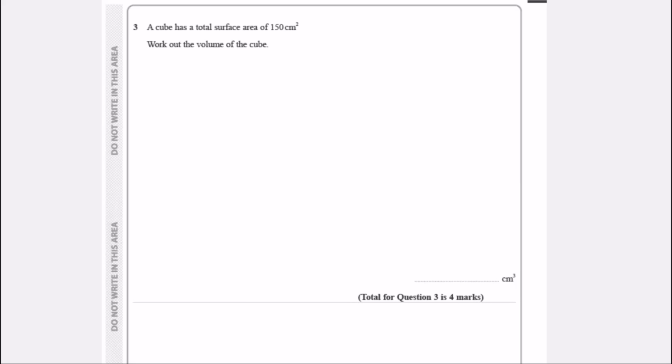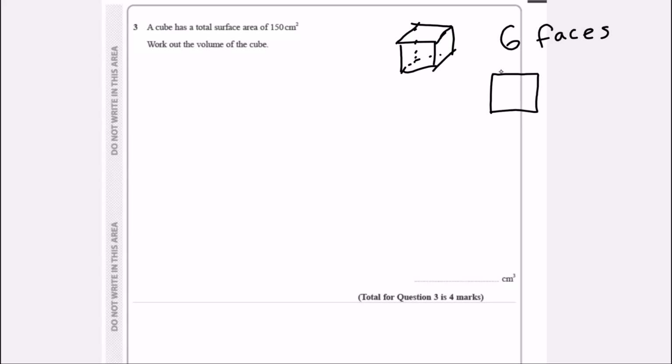Question 3. A cube has a total surface area of 150 centimeters squared. Work out the volume of the cube. So the total surface area is the area of all the surfaces added together. A cube has 6 faces, and they are all squares. So we can work out the area of each one by dividing by 6. What times 6 makes 150? That's 25. So the area of each face is 25 centimeters squared.